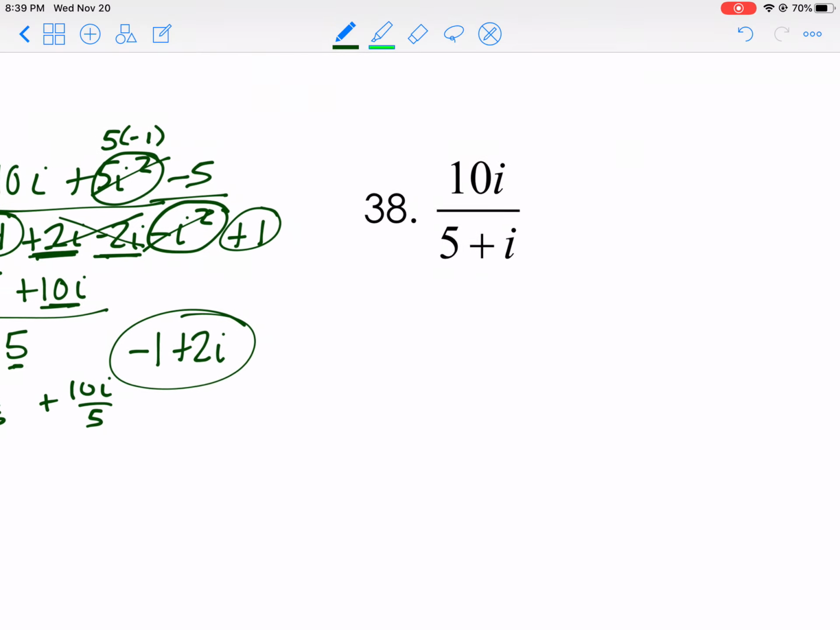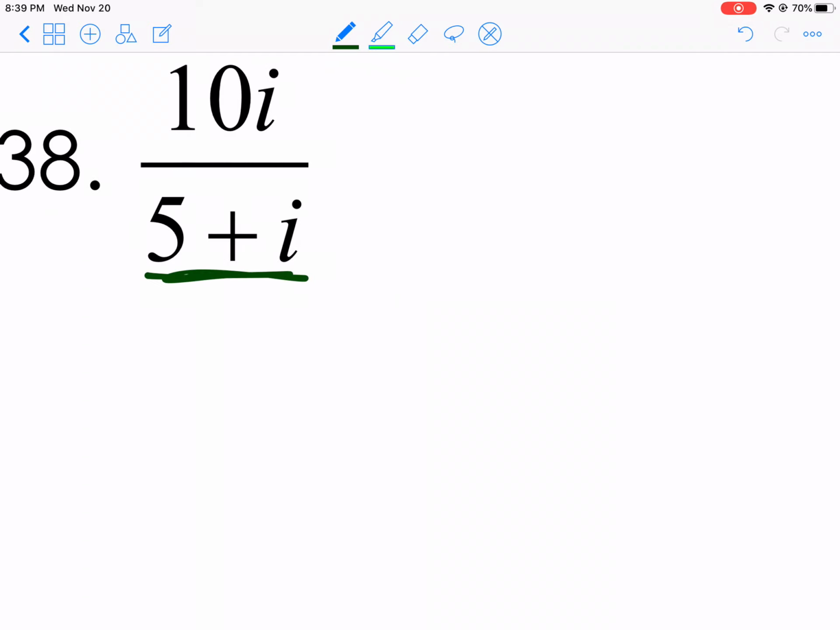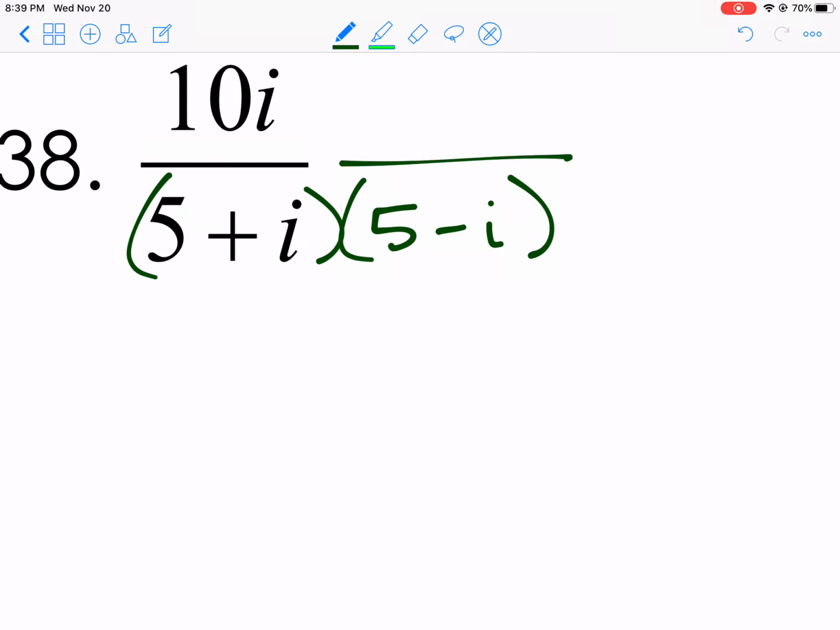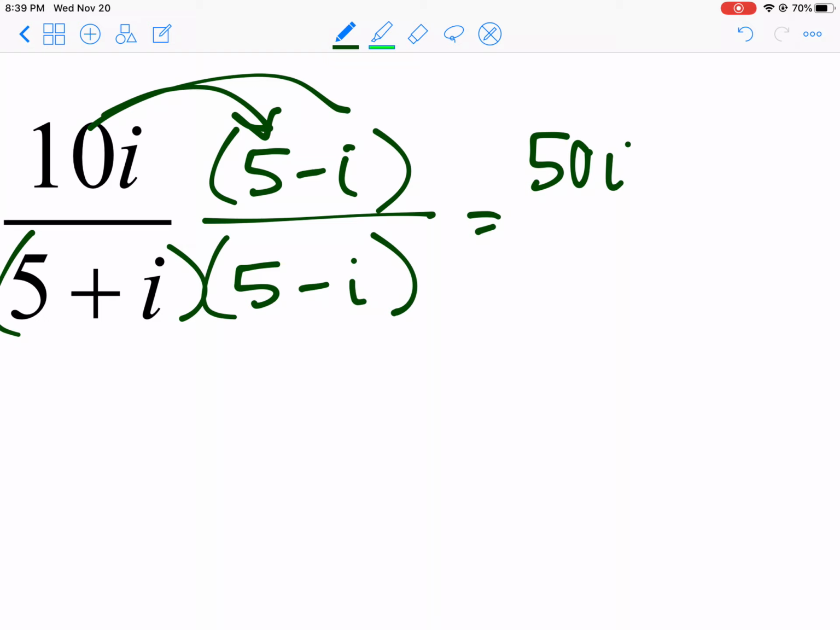All right, let's try 38. I have a binomial here, so I'm going to use the complex conjugate again to get rid of the radical on the denominator, or the i on the denominator. Okay, let's start with the numerator. 10i times 5 is 50i. 10i times -i is -10i squared. And we'll come back and simplify that later.